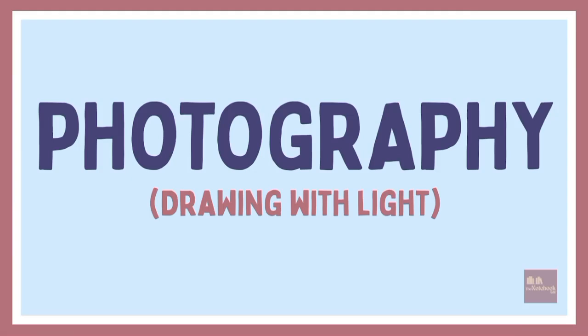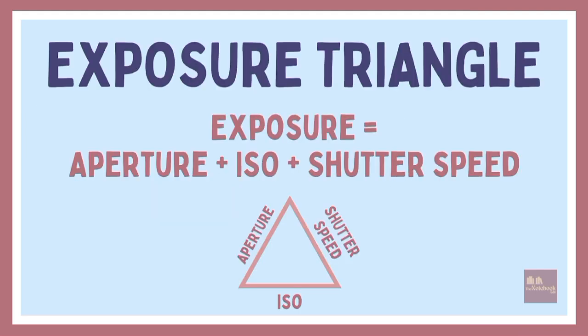Today I'm back with a topic in continuation of the cameras video. We'll be discussing photography today. So let's discuss the exposure triangle first. Exposure basically is your aperture plus ISO plus your shutter speed. We'll be discussing all these terms later.